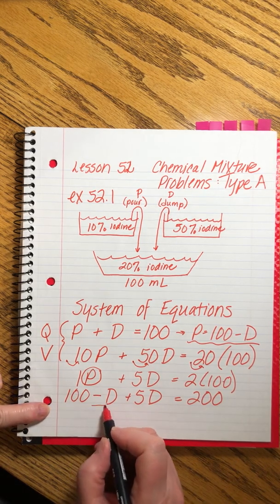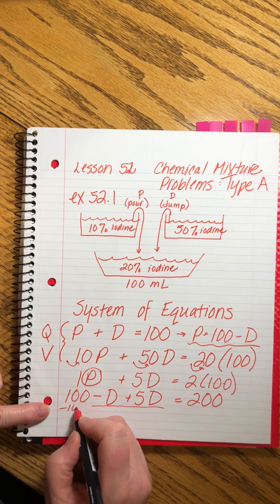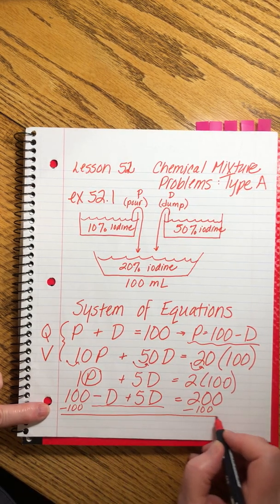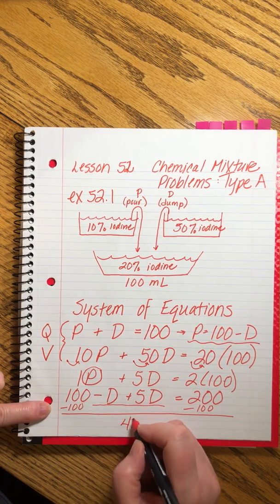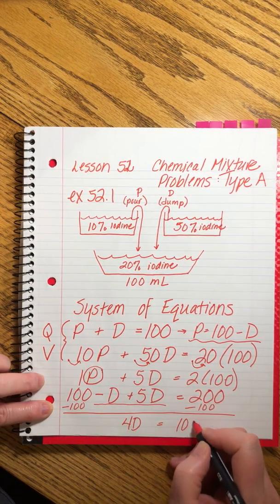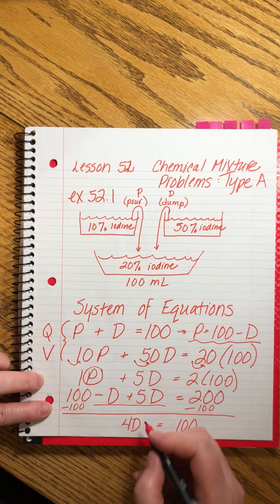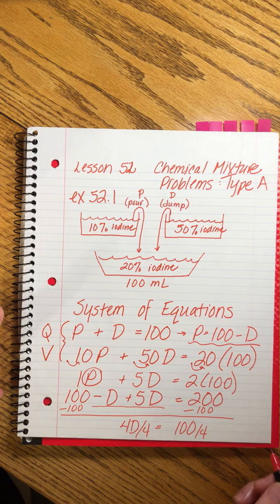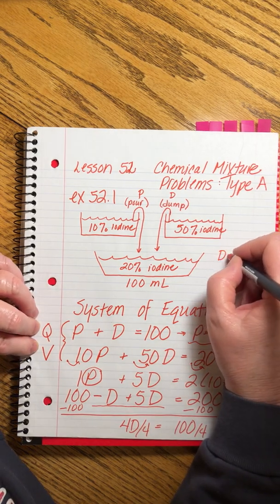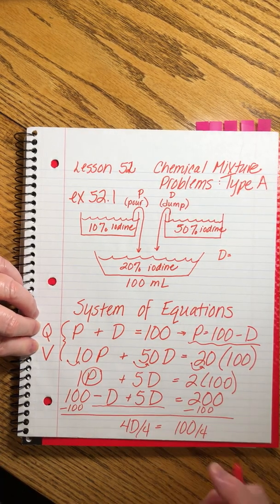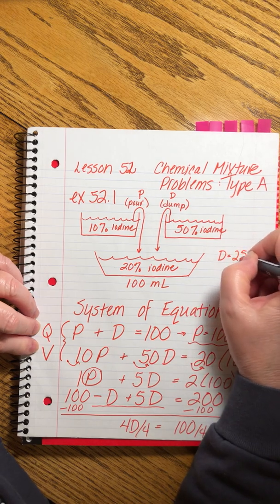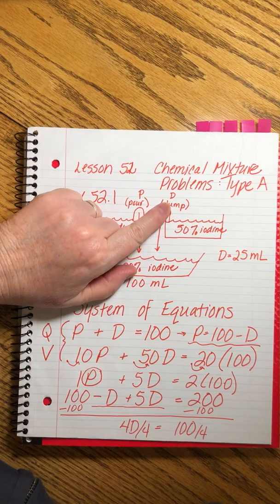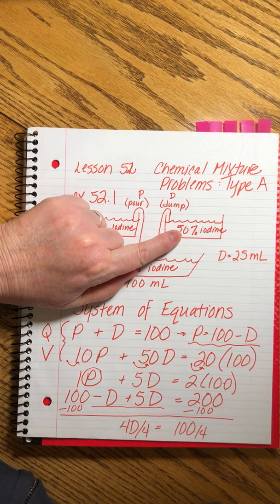All right, we'll combine like terms. We'll subtract this 100. And we will get 4d equals 100. And we'll divide both sides by 4. And we'll get that the amount that we dump in equals 25 milliliters. All right? So that means we need 25 milliliters of the 50%.